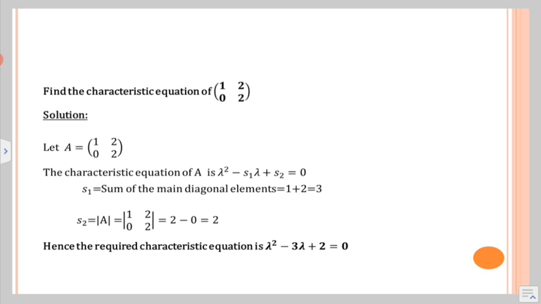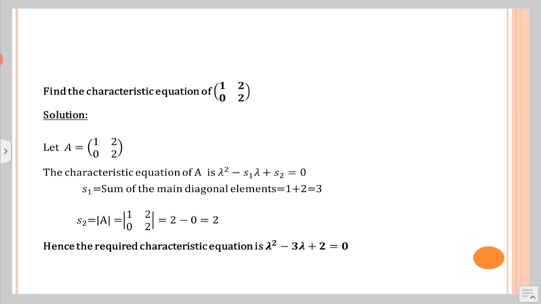Now, you are all familiar with the definition of the characteristic equation for a 2 by 2 matrix. It is nothing but lambda square minus S1 lambda plus S2 equal to 0. The given matrix over here is 1, 2, 0, 2. So how to calculate S1? It is nothing but the sum of the leading diagonal elements, that is 1 plus 2 equal to 3.